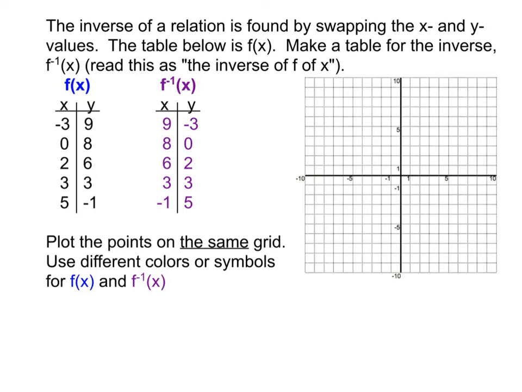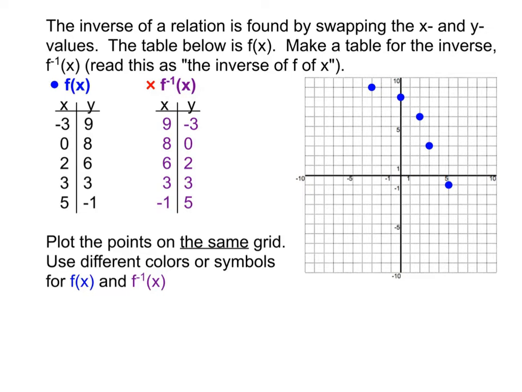And then just so that we can see a picture of what's going on here, we're going to go ahead and plot the points for this on a graphing grid so we can see what this would look like. I'm going to use different colors or symbols here. Use whatever makes most sense for you. I'm going to use a blue dot for the original f of x, and a red x for the inverse function. So the blue dots, f of x first. If I plot each of those points, that's where they happen to end up.